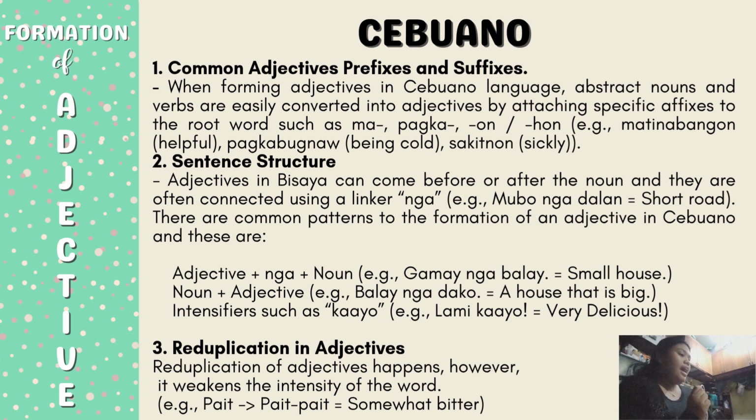In sentences, adjectives can come before or after the noun they describe, linked by the word nga, and words like kaayo are used to strengthen the description. Reduplication also works here, softening the meaning so that pait, which means bitter in English, becomes pait-pait, meaning slightly bitter.